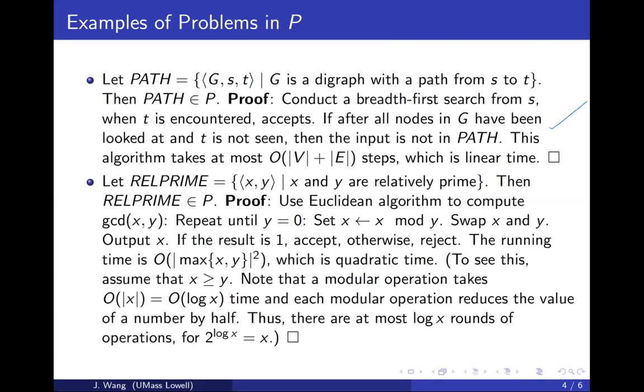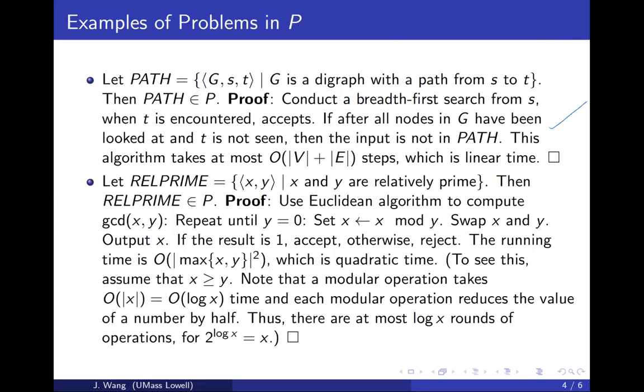The next one is called RELPRIME, which is a language name. In here, it is the set of encodings of x and y, where x and y are integers and they are relatively prime. Then we'll say RELPRIME is in P.